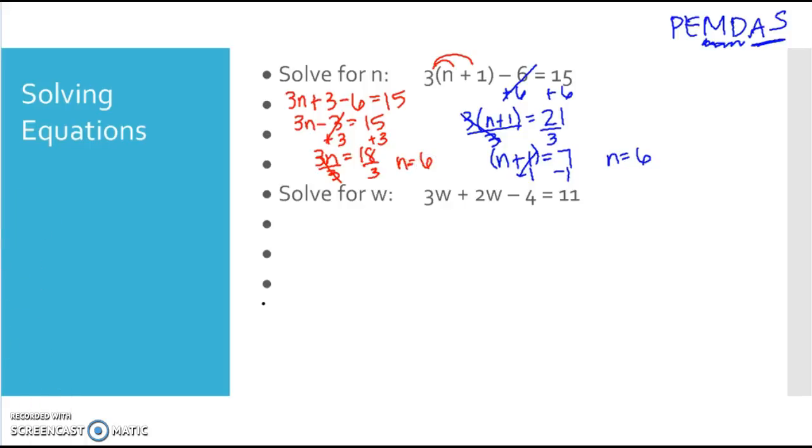In our last example, we've got 3w plus 2w minus 4 equals 11. So the first thing I'm going to do is go ahead and combine these like terms over here. 3w and 2w is 5w. Minus 4 equals 11. Start farthest away from my w, which is a minus 4. So I'll add 4 to both sides. So then we get 5w equals 15. Opposite of multiply is divide. So w equals 3. And that's all we have to do when we solve equations.